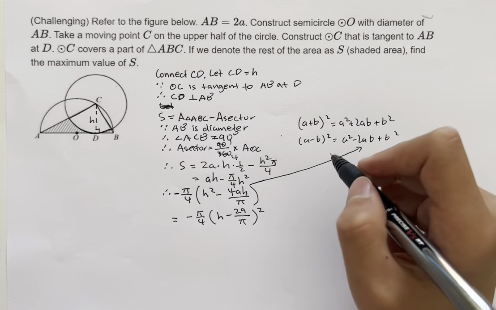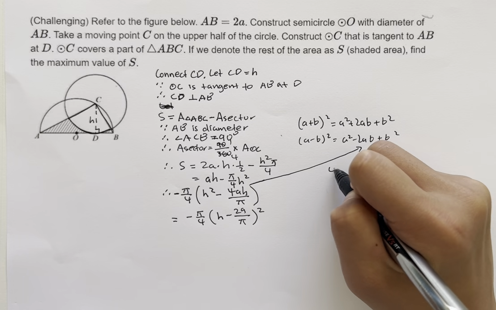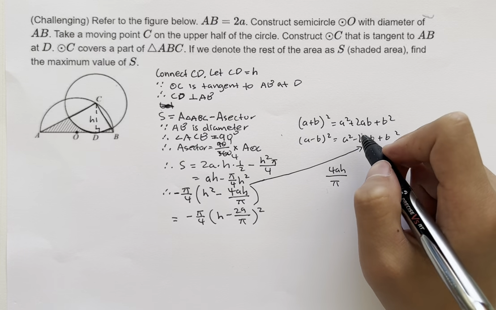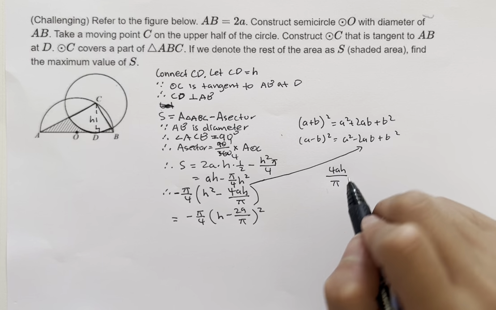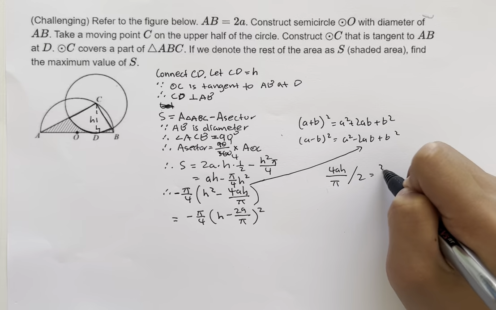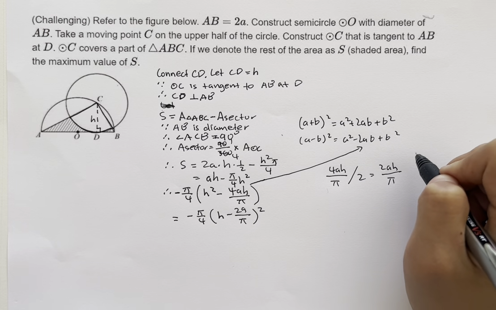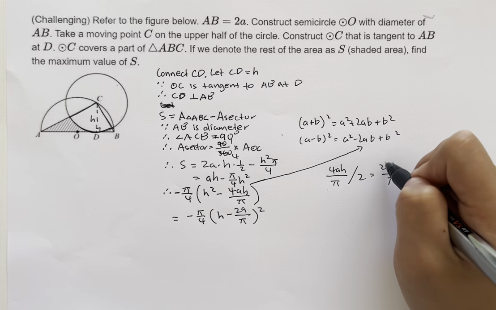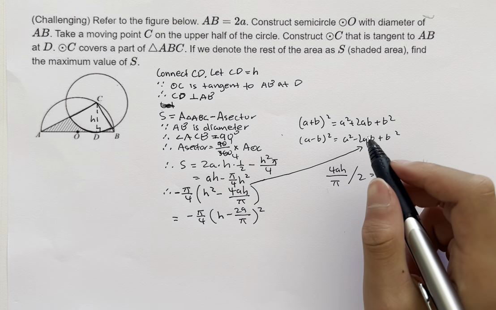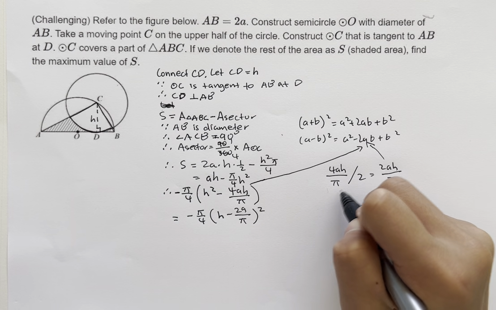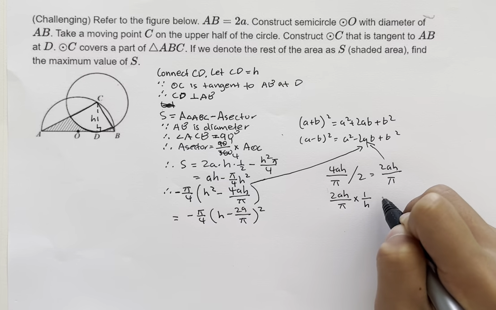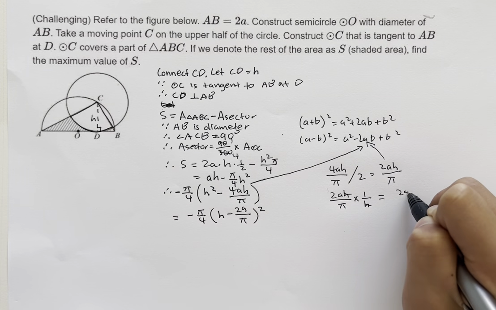So, if you do it on the side, we can get that 4ah over pi is 2ab. First of all, we have to divide this thing by 2, which equals 2ah over pi. But then 2ah over pi will equal ab, so we have to divide it by a. In this case, a equals h. So 2ah over pi times 1 over h, which is the same thing as dividing by h, so this will be 2a over pi.